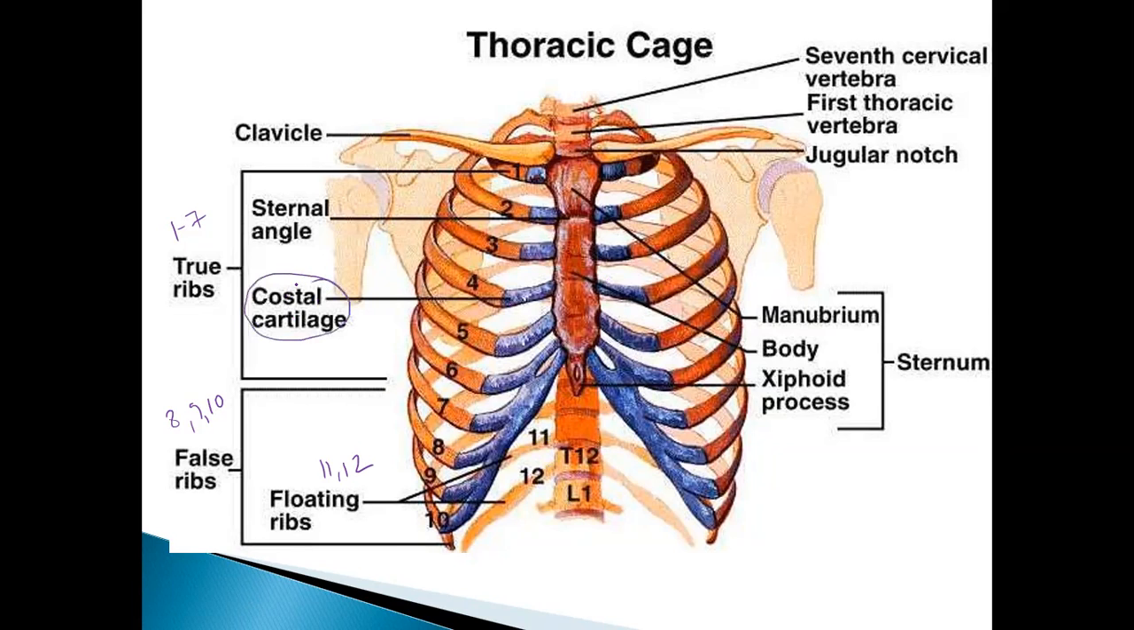Whenever you breathe in and out, the rib cage expands and contracts, and it is possible only because of this costal cartilage. Expansion and contraction of the lungs basically helps in breathing.